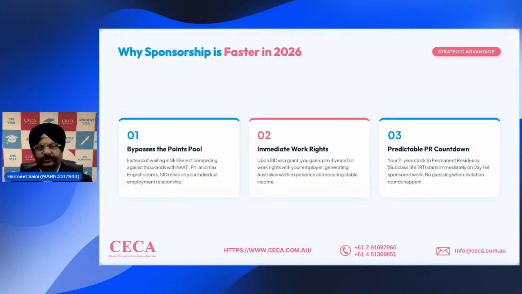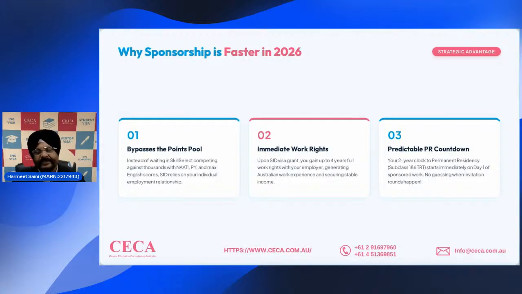So for the main strategy, if you go towards an employer sponsorship visa, the main benefit is that it bypasses the point pool. So instead of waiting in SkillSelect, completing NAATI, professional year, and superior English, and relying on the points, the employer sponsored visa bypasses all these things. You don't have to go ahead with them.